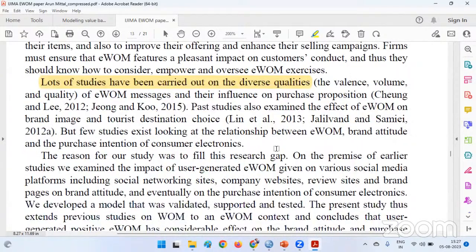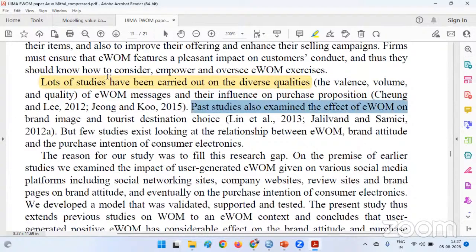Some of the past studies have examined the effect of this. Okay, but few studies exist looking at the relationship between this and this. So what we are rationalizing is that whatever we are finding is new.